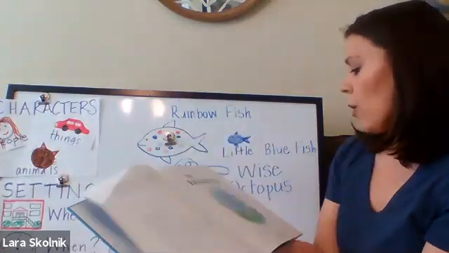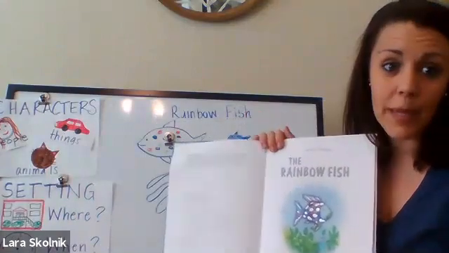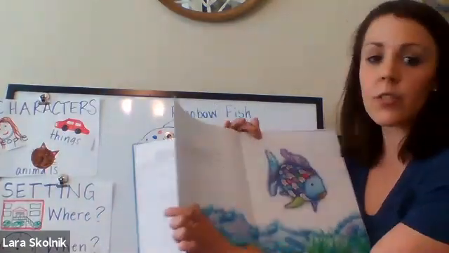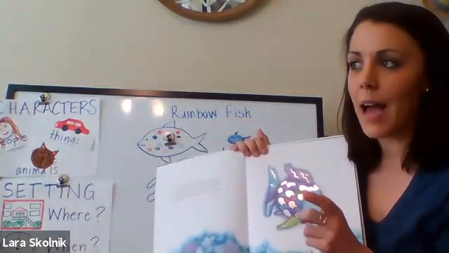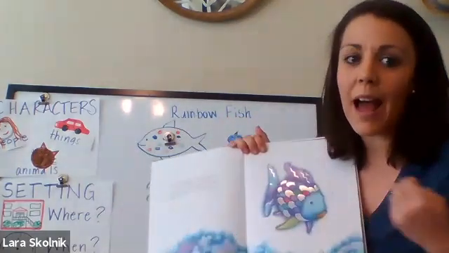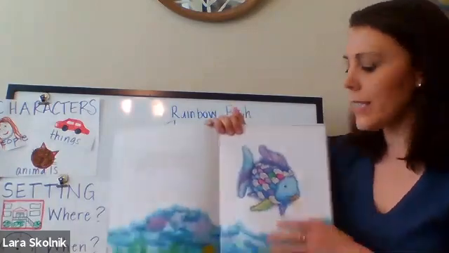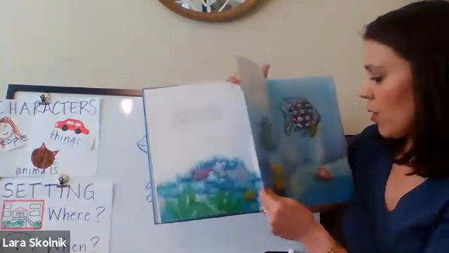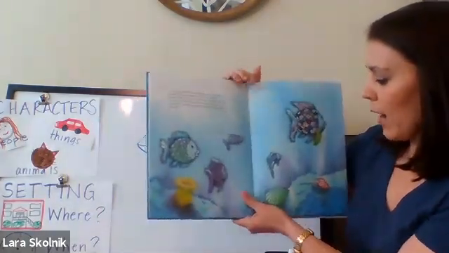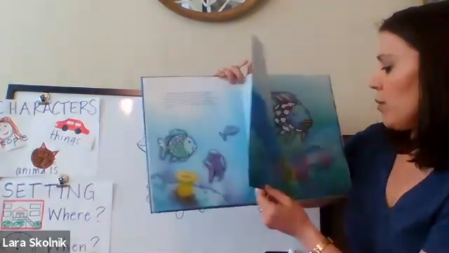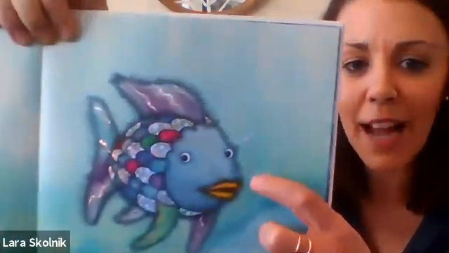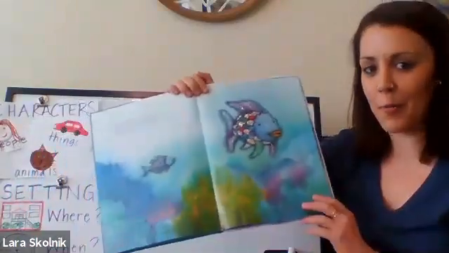What do you already know about fish? Where do they usually have to be? Yeah, underwater, right? So we already know that this story cannot take place at a school or at home or at a store. It has to take place underwater. And we know that this is the ocean, that they're underwater right now, because if you look carefully, there's little bubbles coming out of his mouth because when he breathes underwater, bubbles come out.